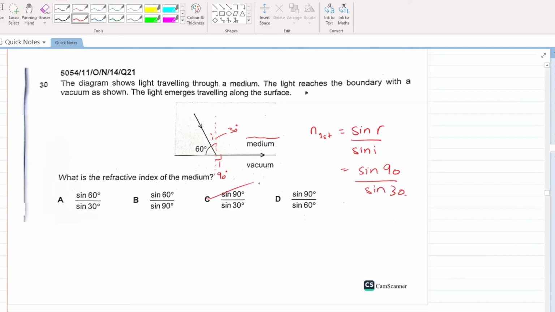Nothing complicated. Always remember for the first medium, you apply the formula of what? Sine R over sine I. If the second medium's refractive index is given, then you say sine I over sine R. Okay, let's further move ahead.